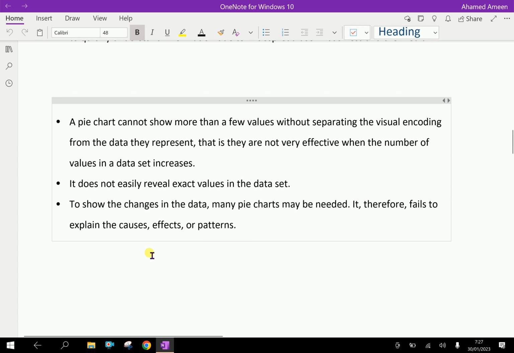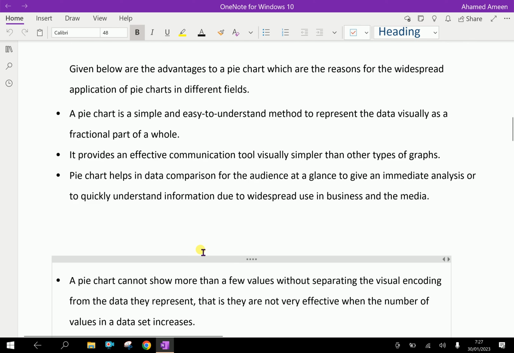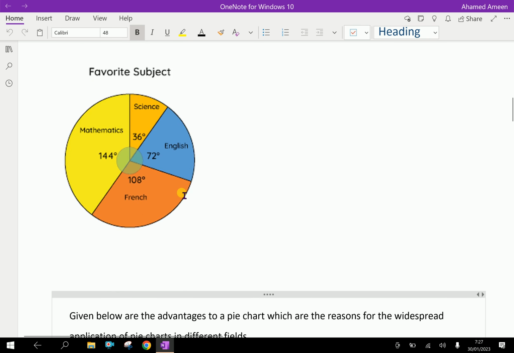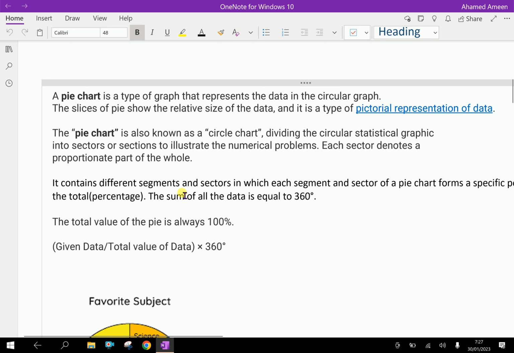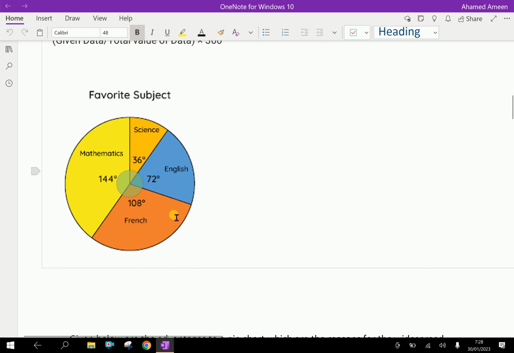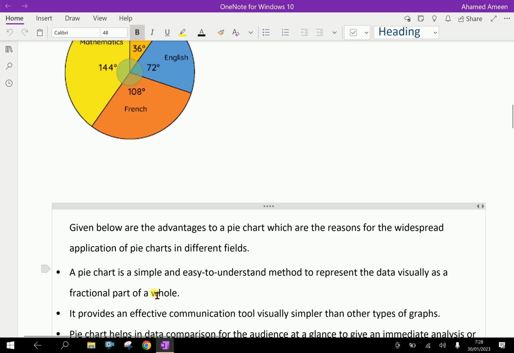That means the business environment has different types of data, and we cannot show them all in one pie chart, so we need different pie charts for different environments. So it has some disadvantages also, but it has more advantages than disadvantages. So far I have explained what a pie chart is, with some pictures, and its advantages and disadvantages. We have done.